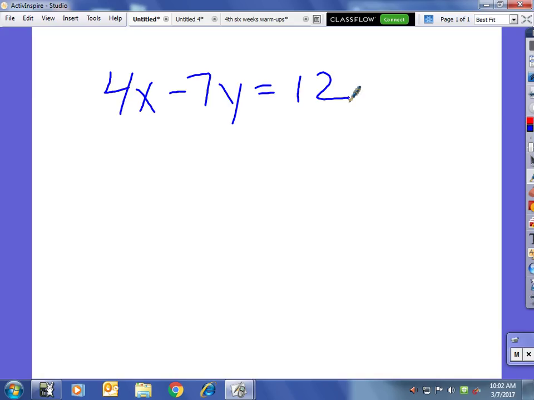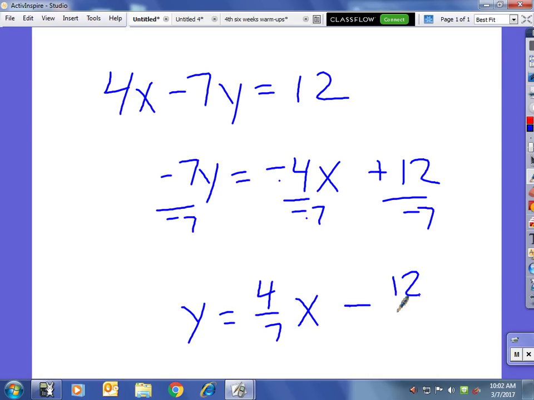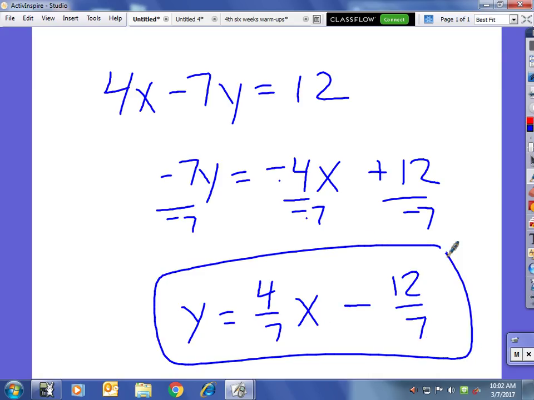But what if I want it in slope-intercept, which I do? Move the 4x's over, divide everything by -7, and then just clean it up. Y equals positive 4/7 because a negative over a negative should be positive. Minus 12/7. That's what I would want to see in the slope-intercept column.